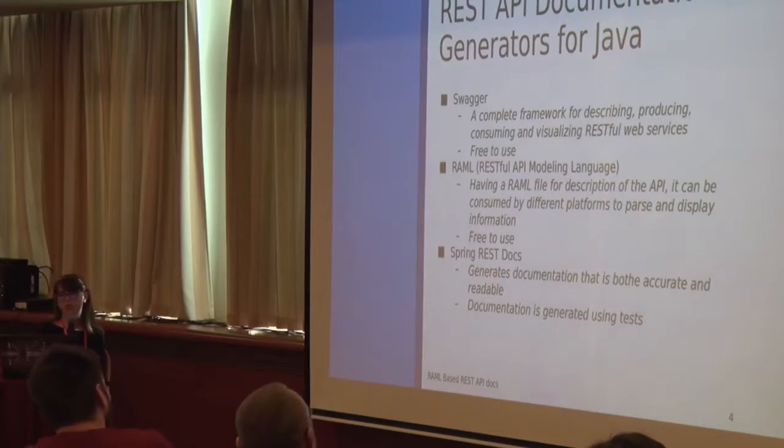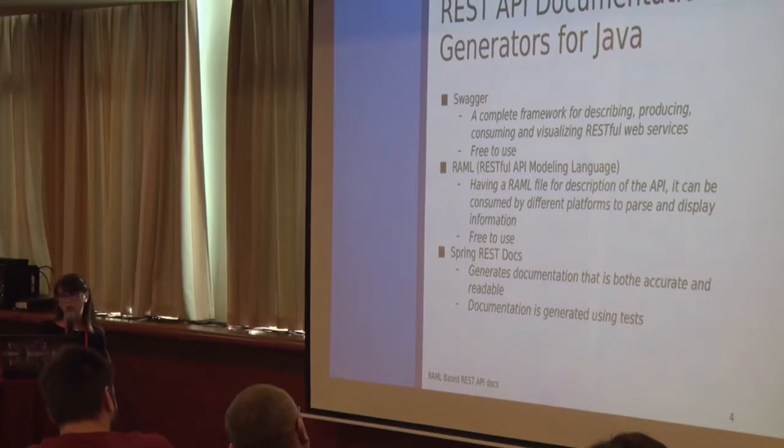So there are some generators in Java that can help us in this process. I've listed 3 of them. Swagger is probably the most common one. A lot of people use it. It is a complete framework for describing, producing, consuming, and visualizing RESTful web services, and it is free to use. It is a good tool, but this is not really beneficial for us. We wanted something else, and that else was found in a combination of the other 2.